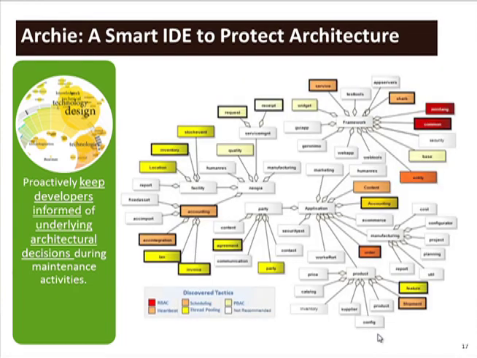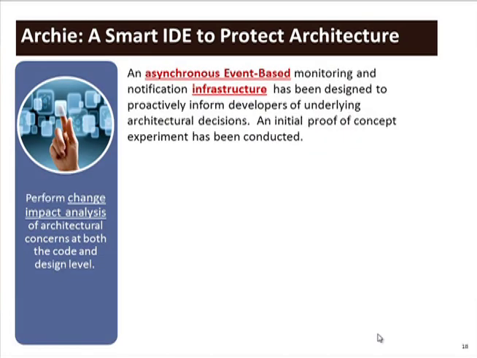An example of visualization basically shows the modules of a software system, office software, colorized with different colors. For example, yellow shows the modules that have implemented thread pooling. So you see the structure of the software, and you see which module implements which architectural decisions. Then Archie also performs change impact analysis at the architectural level, and also at the code level and design level. Basically, we have an asynchronous event-based monitoring and notification infrastructure.